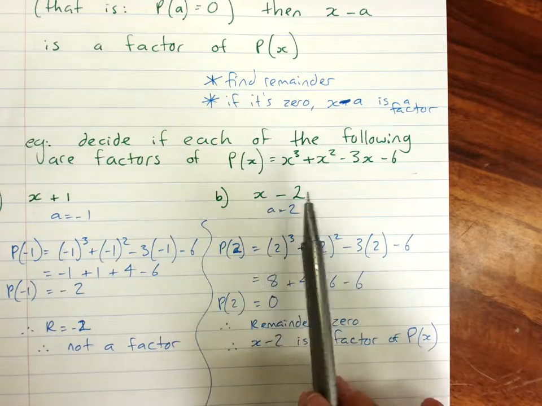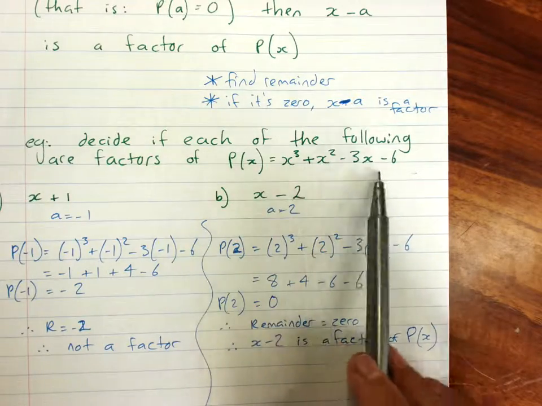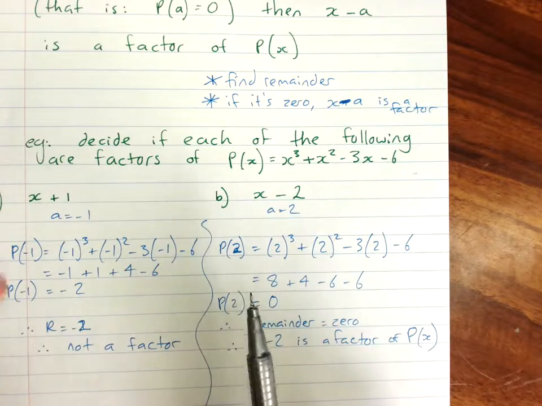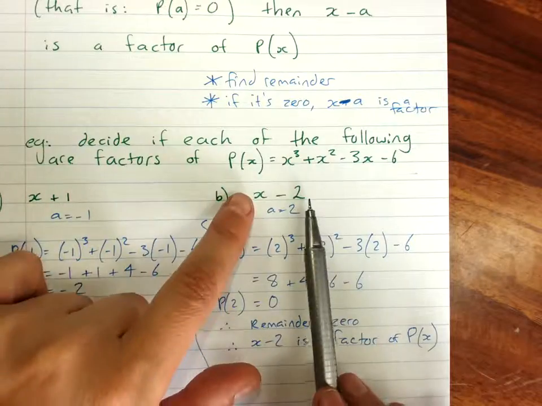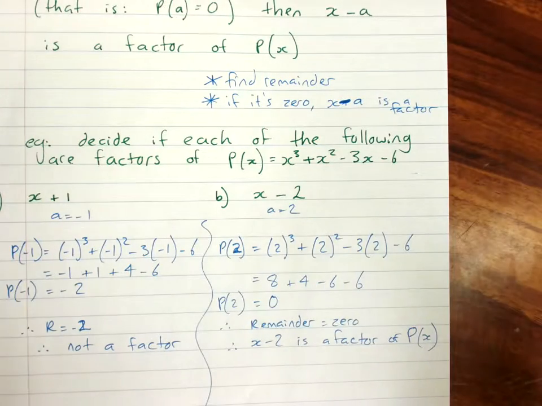So that's all we'd want to be able to do. Check to see if a particular expression is a factor of a larger polynomial. Later on, we'll use that to get our first factor for factorizing.